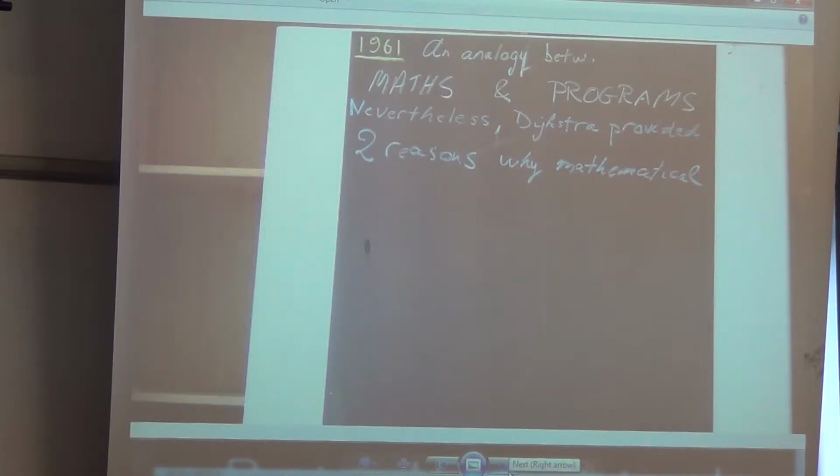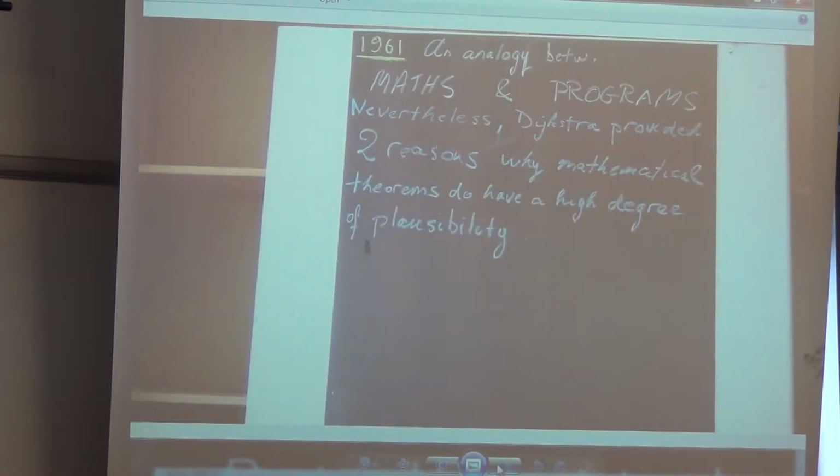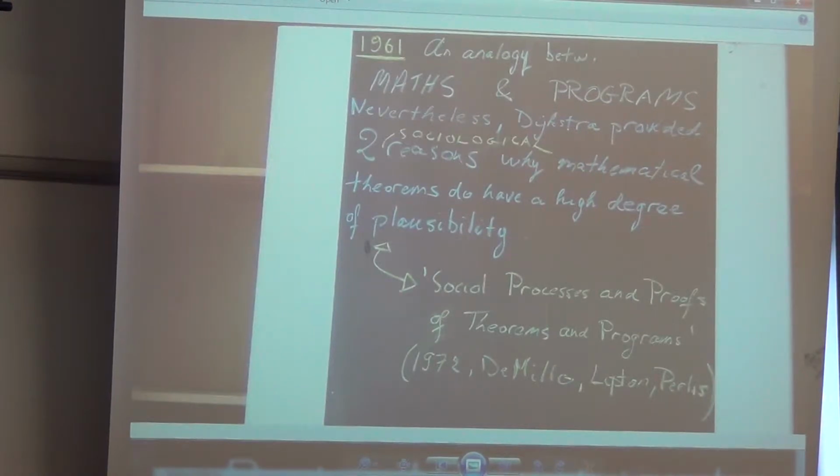Nevertheless, Dijkstra then provided two reasons why mathematical theorems do have a high degree of plausibility. These were two sociological reasons, which I present on the next slide, but it is interesting, maybe for some of us, for future research, to compare and contrast his two sociological reasons with those presented in this 1972 paper by De Millo, Lipton, and Perlis, where they are essentially countering Dijkstra's whole agenda of wanting to formally verify programs. Because these three authors also give sociological reasons, but to actually say the opposite of what Dijkstra is saying.